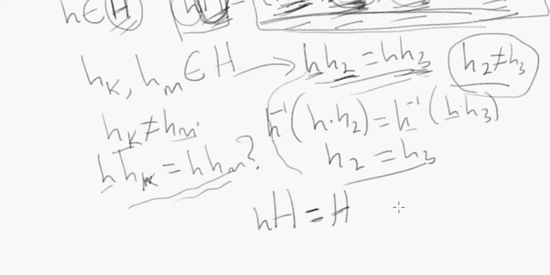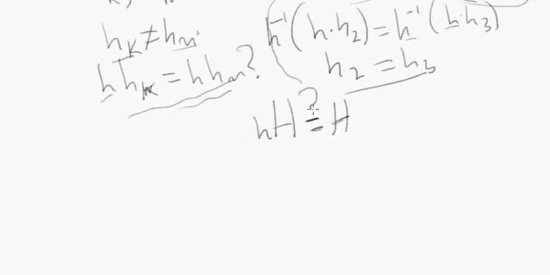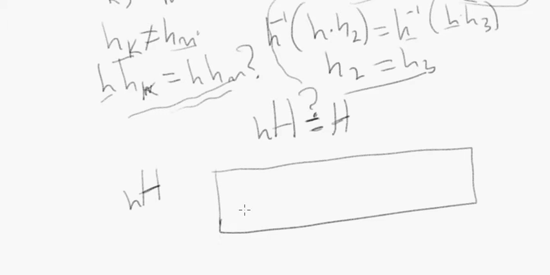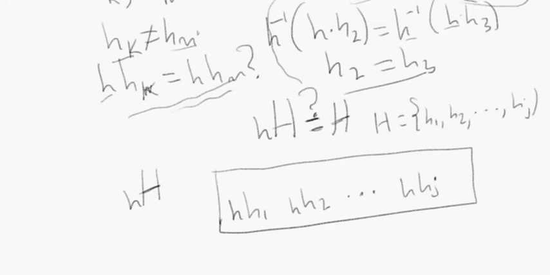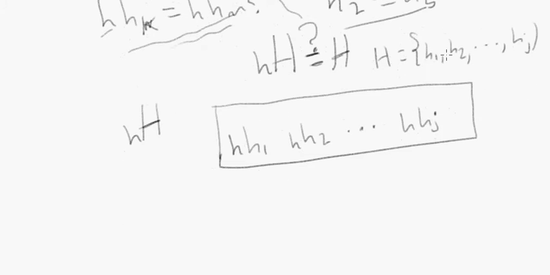That's one question to ask. Is this true? Well, we have some group H. We multiply every element of it by little h. The end result is we end up with h times h1, h times h2, all the way up to little h times hj. We're assuming that our group H has elements h1, h2, up to hj. How many elements are in H? Well, there are j elements in H, so the order of H equals j.